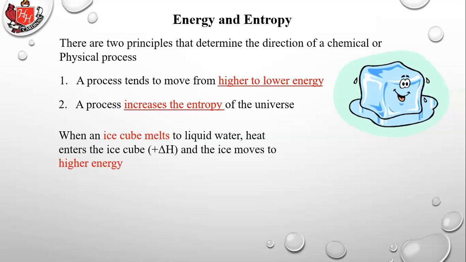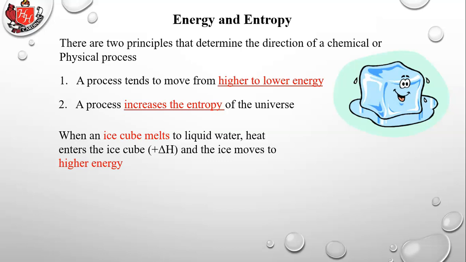So the ice cube example is one I really want you to nail down and understand, because it really explains this relationship and this concept really well in an example that's simple for you to understand. Ice cubes melting to water, or water freezing into ice. So when an ice cube melts to liquid water, heat enters the ice cube. That's positive delta H, and the ice moves to higher energy.